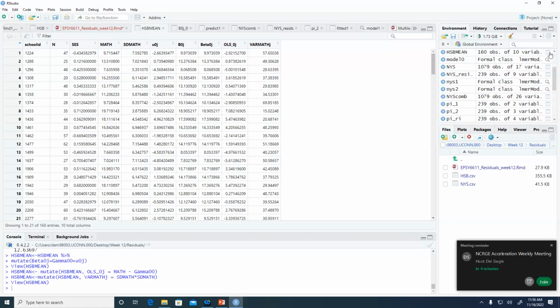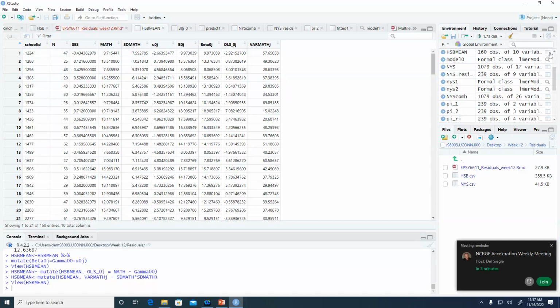Why is that? Remember how I talked about the empirical Bayes estimates being shrunken toward the model-based estimates? How much are they shrunken? It's a function of the reliability. You take the reliability for school J times the OLS residual, and that will give you the empirical Bayes residual. So they're always more extreme, but the amount of shrinkage is also a function of the sample size.